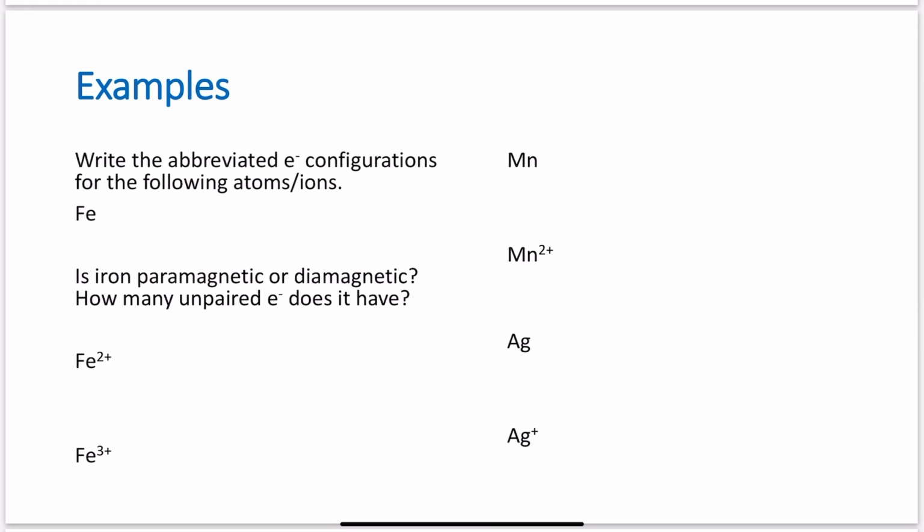Okay, write the abbreviated electron configurations for the following atoms or ions. For iron, I look at iron, argon, 4s2, 3d6. If I looked at the atomic orbital there, it looks like that. It's paramagnetic with 4 unpaired electrons.